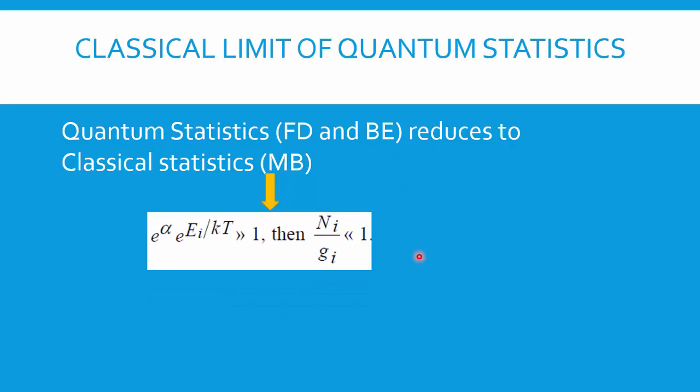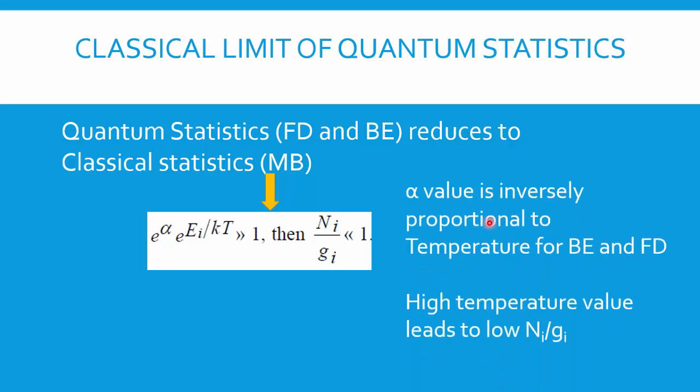So to finalize this statement, what is the condition under which FD and BE reduce to MB? It is that e to the power of alpha into e to the power of epsilon by kT, if this expression is much greater than 1, then the number density changes and the delta sign in the previous slide can be neglected, and once it is neglected, from the expression FD and BE reduce to MB.